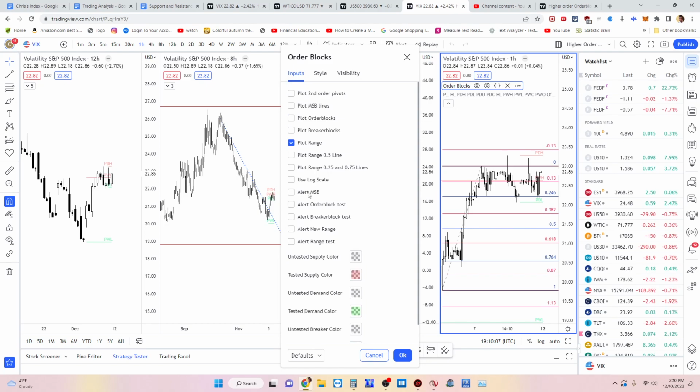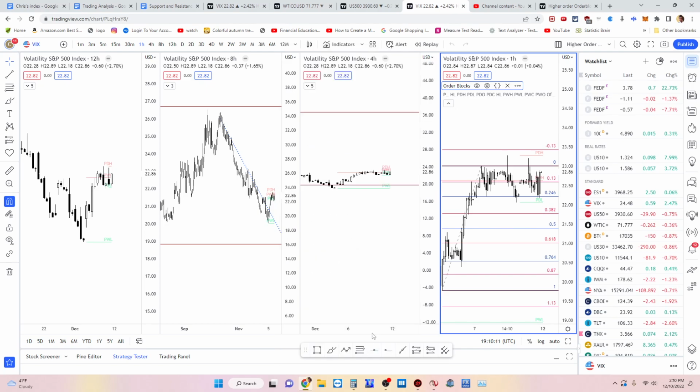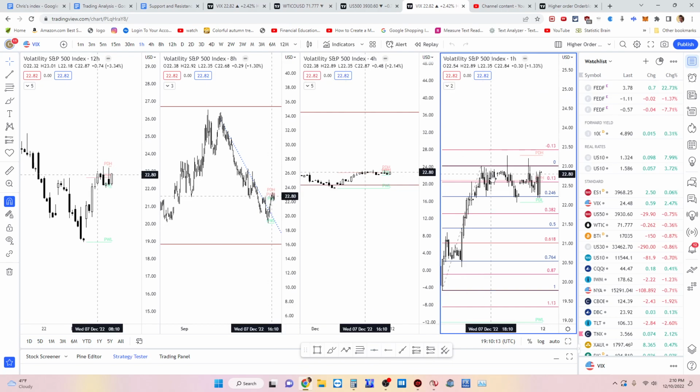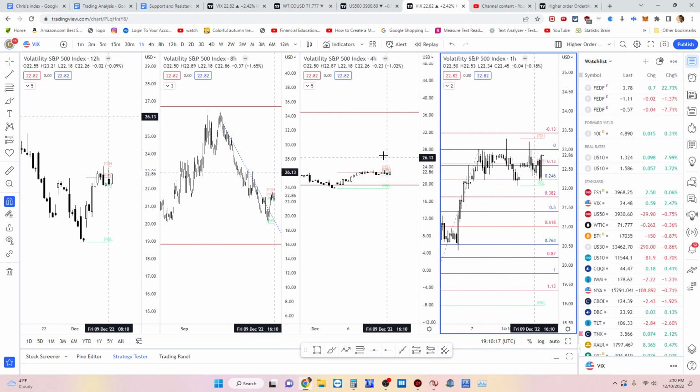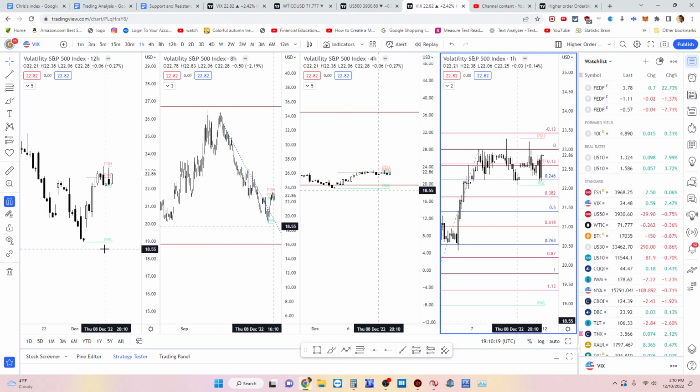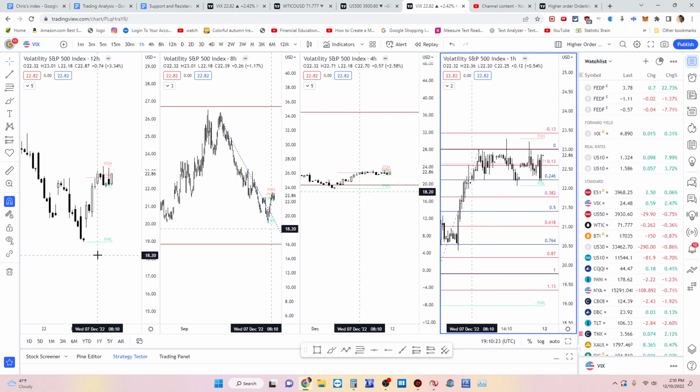everything. I haven't found it to be really useful in order blocks or market structure breaks, but in terms of a range, it does a really phenomenal job of finding the range. And I just put it on the 1 hour, the 4 hour, the 8 hour, and the 12 hour. Sometimes I'll have it on the weekly and the daily.